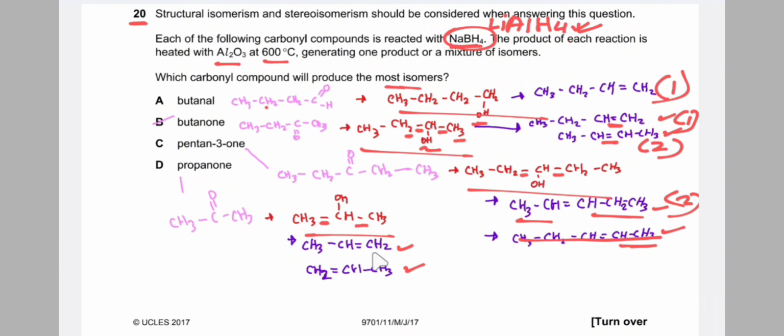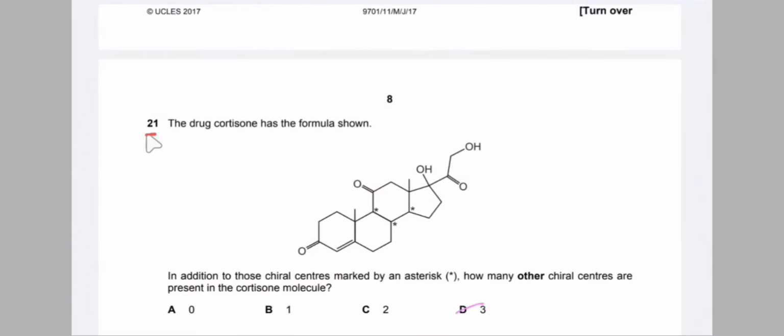Then again, for this structure, we can see that this structure is the same as this structure, and the double bonded carbon is not attached to two different groups, so there is only one isomer. So which produces the most isomers? The last one produces one, the first one also produces one, so they cancel. Then the third one produces two isomers, while the second one produces three isomers. So the correct answer is B, as it produces three isomers.